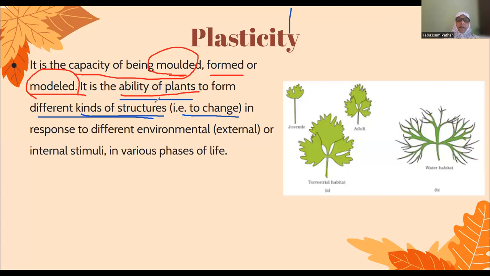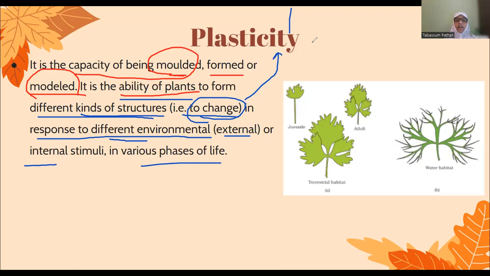So plasticity is the ability of plants to form different kinds of structures, that is, to change. Basically, plasticity is to model, to mold, to change according to the different environmental requirements. The change will not happen just because the plant feels like it. No, it will be in response to the different environmental conditions. It can be external also, it can be internal also, in various phases of life. So this is what plasticity in plants is all about.